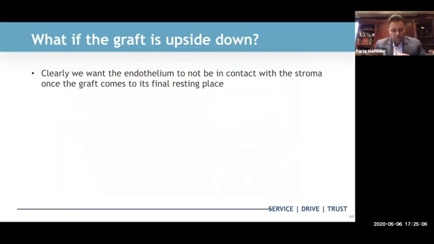So one of the issues that we've had in the past is making sure, and the onus was on us, to make sure that the graft was not upside down. And why don't we want it to be upside down? Obviously, we don't want the endothelium to be in contact with the stroma because it will be non-functional.